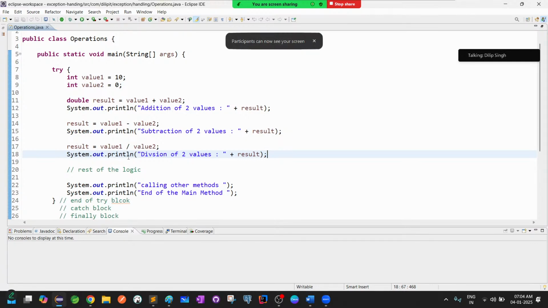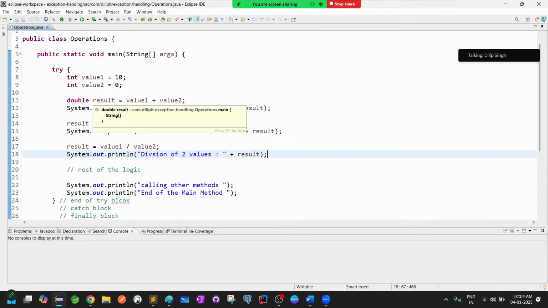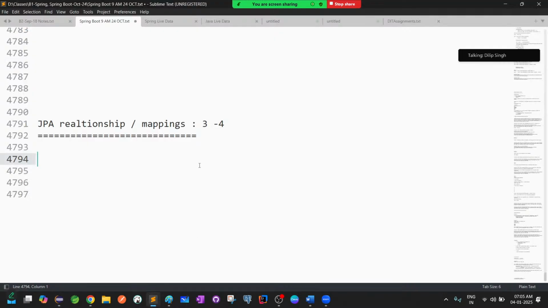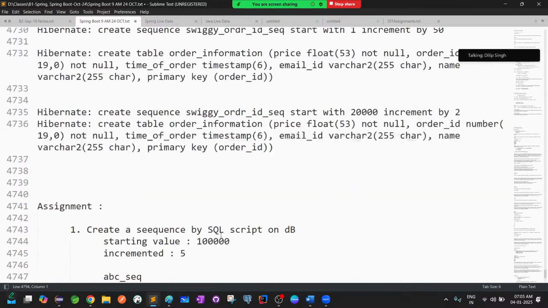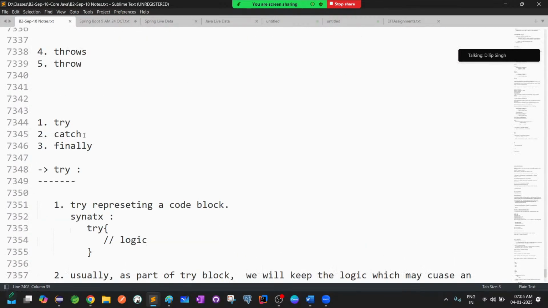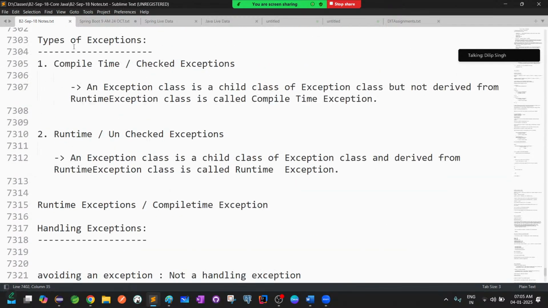In our yesterday session, we started understanding more about how many types of exceptions we have as part of Java. So Java categorized exceptions into two types: one is checked exception and the other is unchecked exception. Checked exceptions we used to call compile time exceptions, and unchecked exceptions we used to call runtime exceptions.